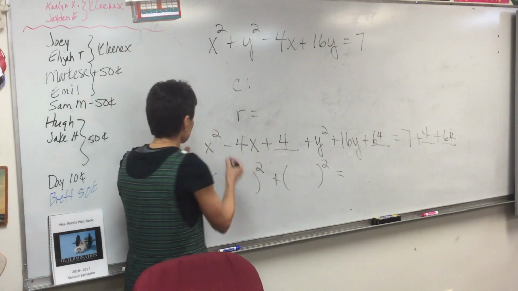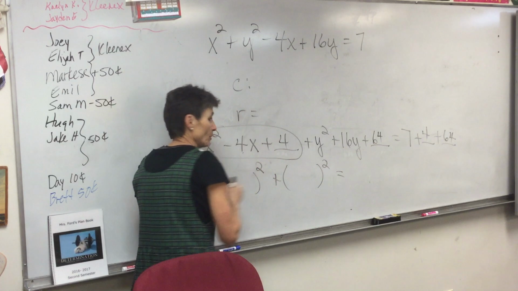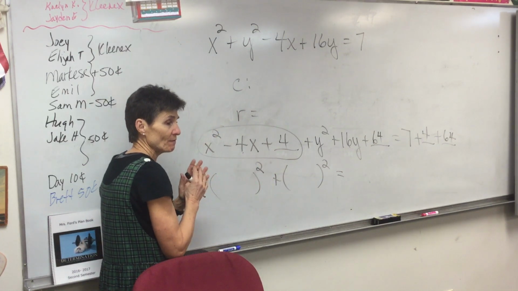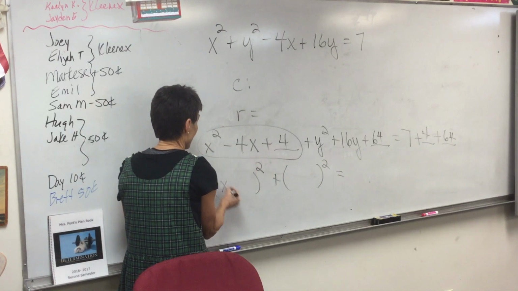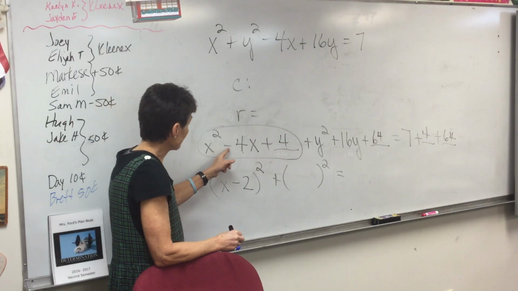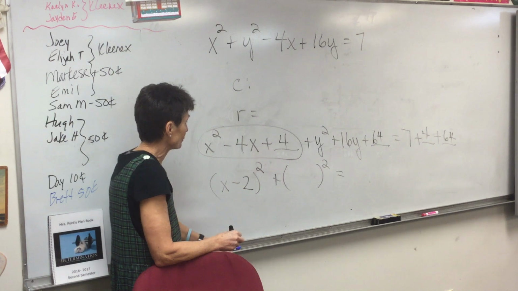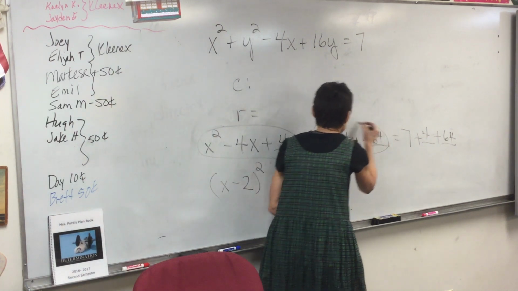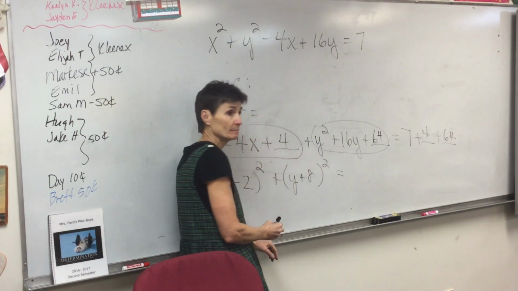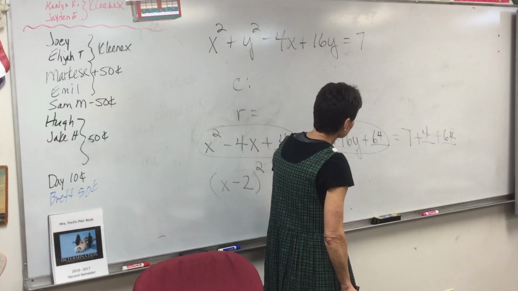You did that so that you can take these 3 terms and make a parentheses out of them. What is that x parentheses going to be? X minus 2. Always use that sign right there. So it's x minus 2. What about my y parentheses? What's it going to be? Y plus 8. And that's going to add up to what?